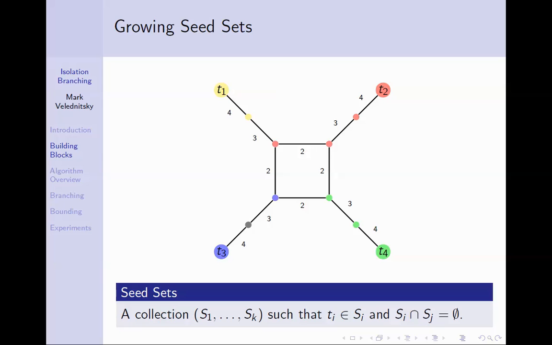For example, this is a set of seed sets. The nodes colored yellow, nodes colored blue, nodes colored green, nodes colored red each form an individual seed set, so this is a collection of seed sets. This is not a partition because one of the nodes is not colored. This is also a set of seed sets.